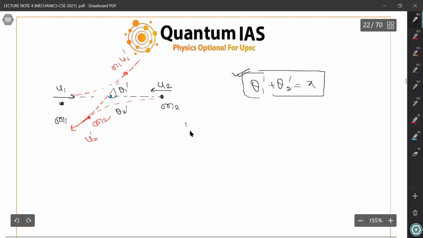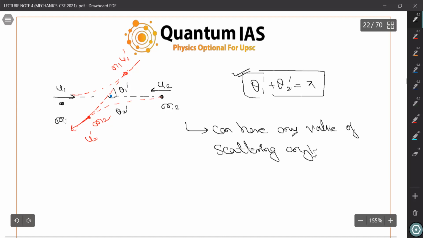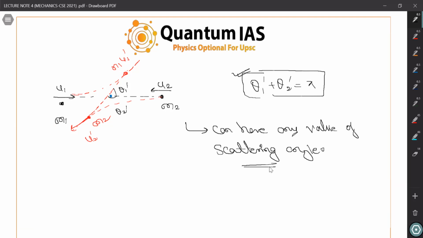Also, we can have any value of scattering angle, because the velocity will remain unchanged. We can have any value of theta 1 dash and theta 2 dash. They just have to be in opposite directions. That's it, nothing more than that.